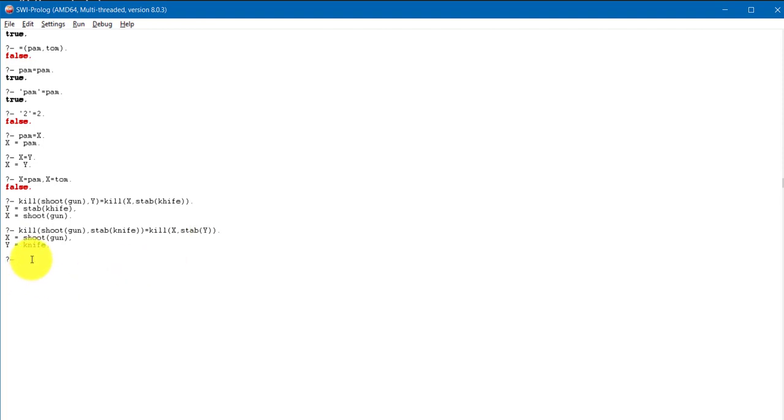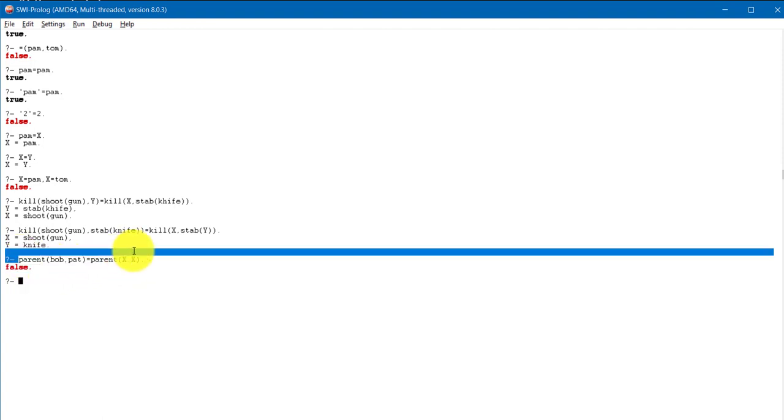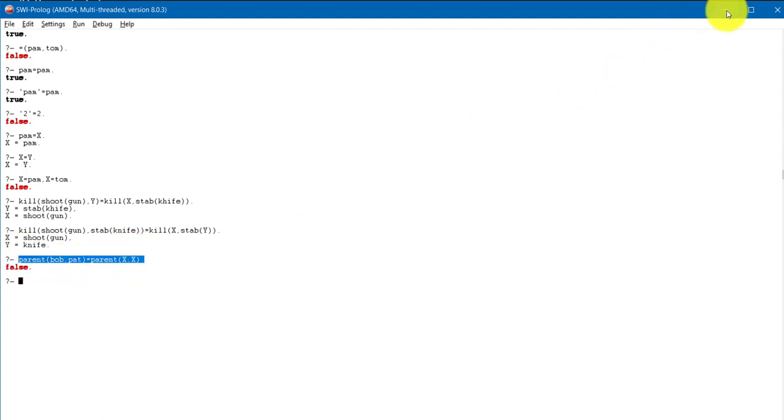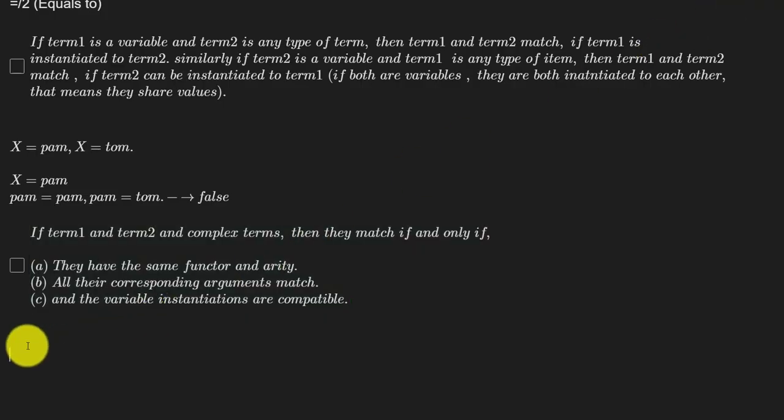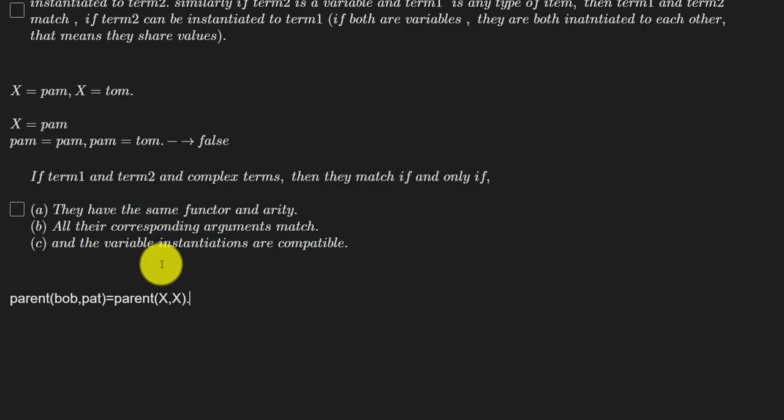Now let's take this particular example. Let's say parent, we already defined this in our Prolog knowledge base, Bob comma Pat. If this is equal to parent x comma x, will these two complex terms be equal? Now let us find it out. Prolog is saying false because of this same rule. So if I take this over here and go back to our blackboard, let's talk about these two.